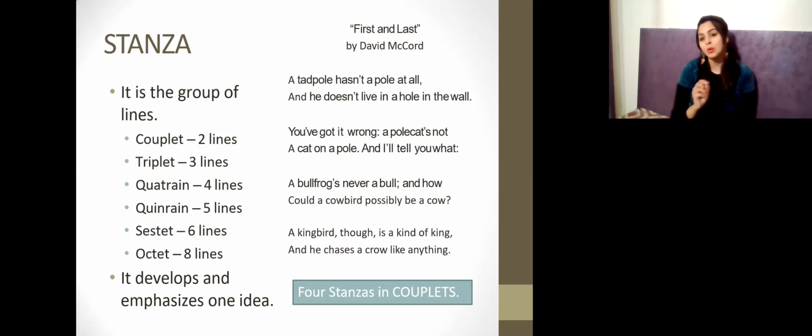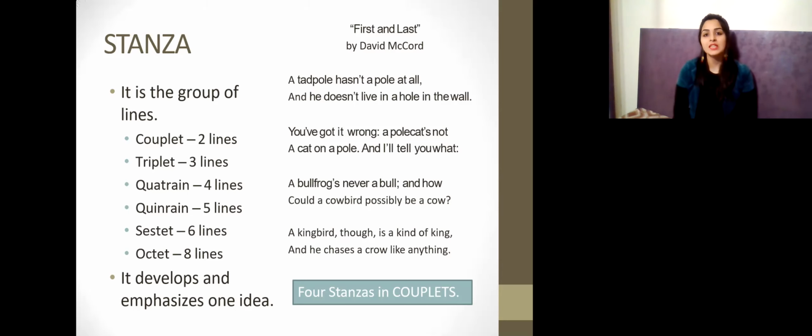This is the most important key part of it because you can get this in your exam. How many maximum lines can be put into a stanza? It develops and emphasizes one idea. So one stanza mostly emphasizes one idea, not more than that, and it is a maximum of 8 lines. So 2 lines is known as a couplet, 3 lines a triplet, and so on. There's an example given here.